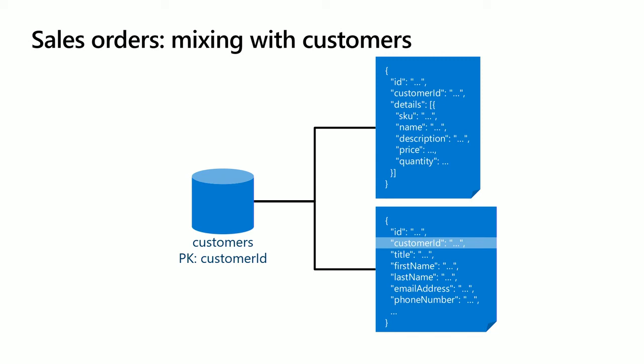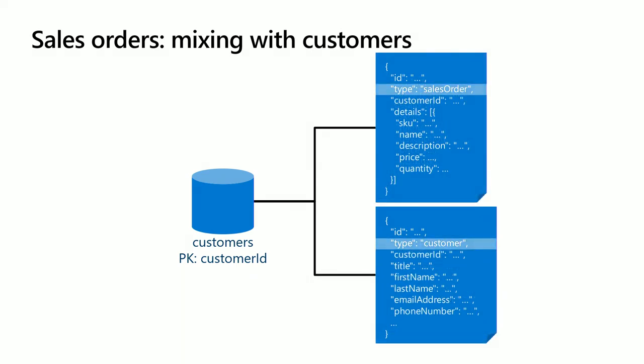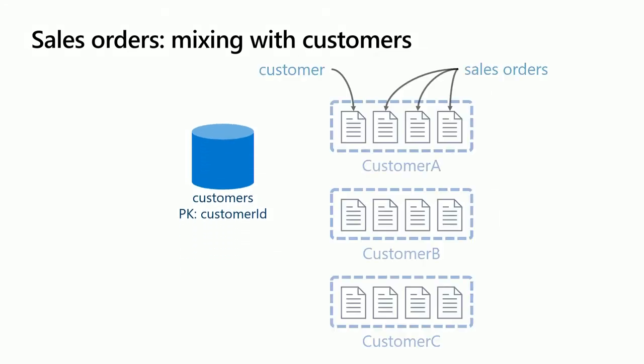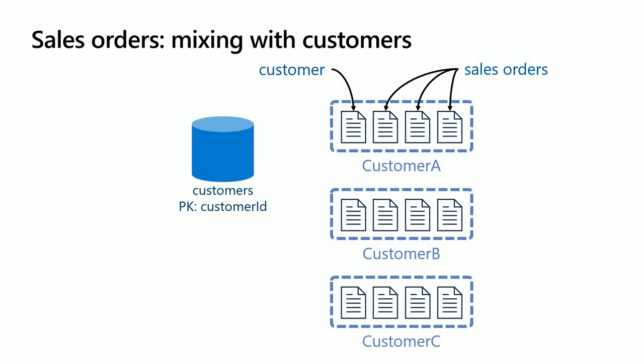I'm going to add another additional field, that's type. I will have type equals sales order for sales orders, type equals customer for customers. The reason why I'm adding that additional property is that it gives me a way to distinguish between those two entity types, and when I query my container, I will be able to get one or the other. So just to clarify, doing that, I will end up with a container where each logical partition will contain one customer and all the sales orders related to that customer, okay?